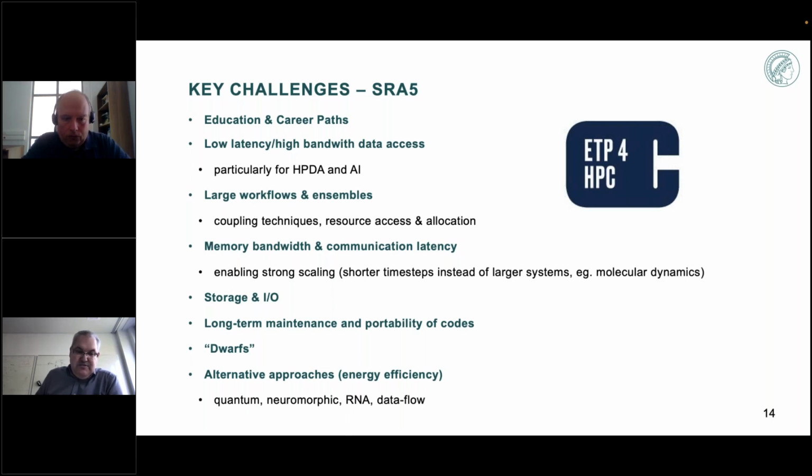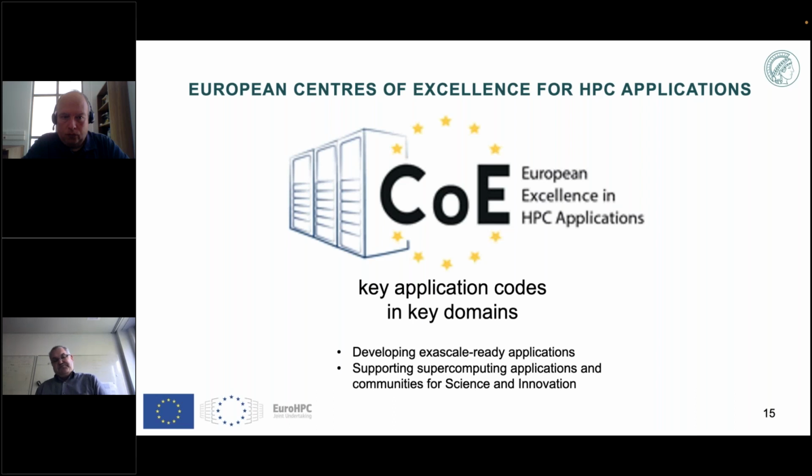There are a lot of open questions. We need so-called dwarfs that allow us to more easily experiment with different approaches, and energy efficiency will at some point in time clearly push us to alternative approaches, which can be quantum computing, neuromorphic computing, RNA computing. We don't know yet, but applications need to keep an eye on it.